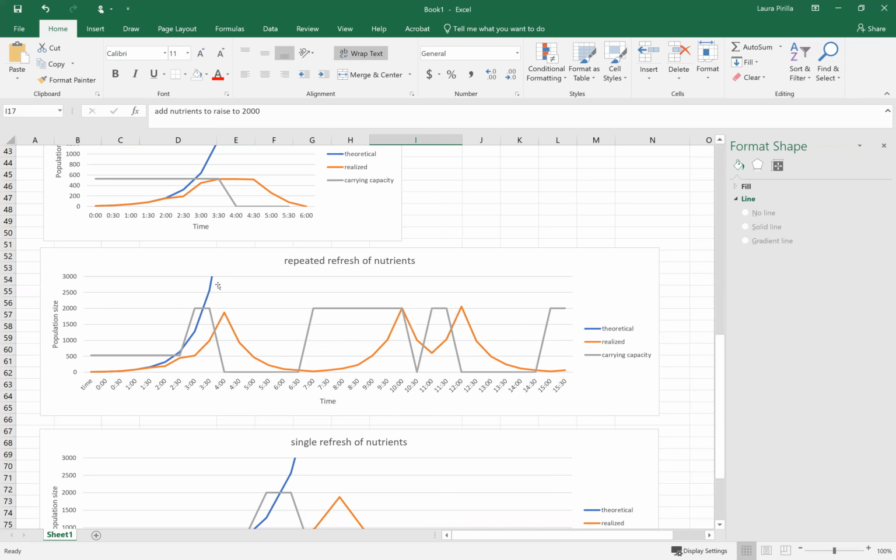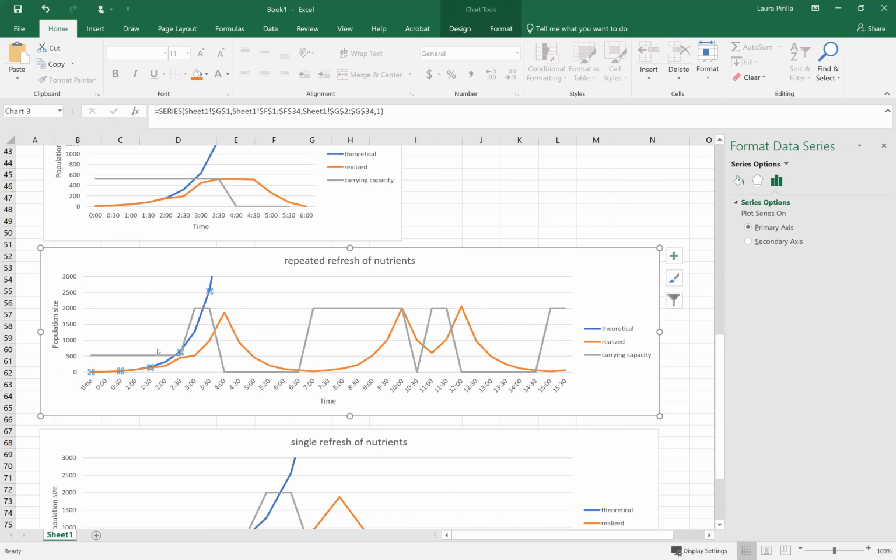So here we have our same blue line. That's our theoretical growth, and it just goes off the chart. That's why it appears to have stopped, but it would be clear out off the screen. It would go so high.